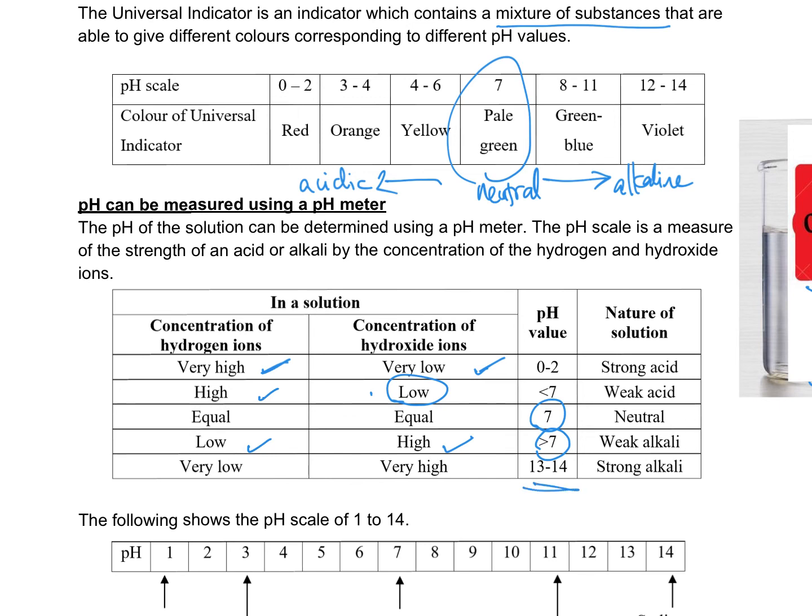For strong alkaline, pH 13 to 14, it has a very high concentration of hydroxide. That means it has the maximum concentration of hydroxide ions compared to the rest of the solutions. It has very low concentration of hydrogen ions compared to the rest of the solutions. And yes, it has more hydroxide ions than hydrogen ions in alkali.